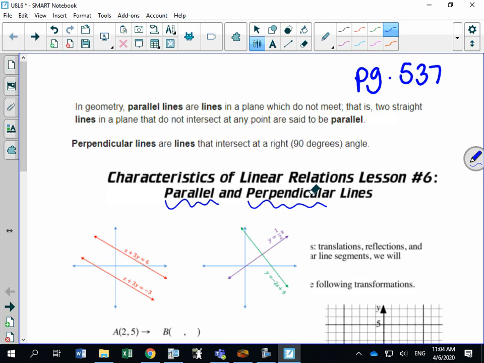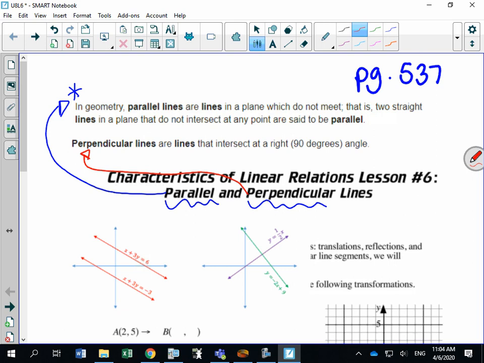So I want you to pause this, and I want you to write this down. So that's going to be your definition of lines that are parallel. And then I want you to write for perpendicular. Here's what I want you to write for perpendicular. So take a minute, write that down, pause this, and then I'll go through it.